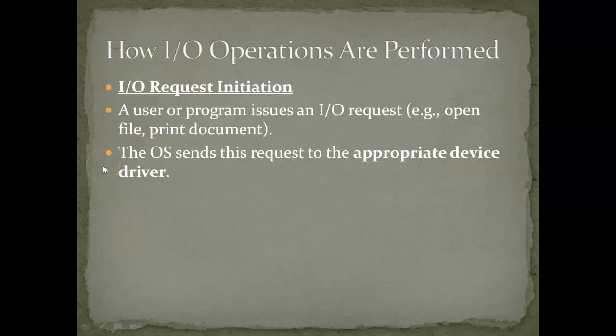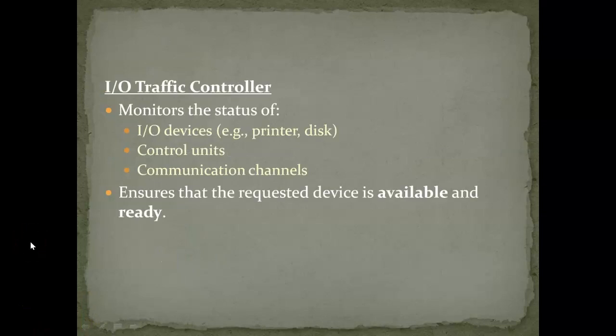How are these input output operations performed? So input output request is initiated first. A user or a program issues an input or an output request, that is opening a file or to print a document or saving a document. These all requests can be there. So the operating system sends this request to the appropriate device driver.